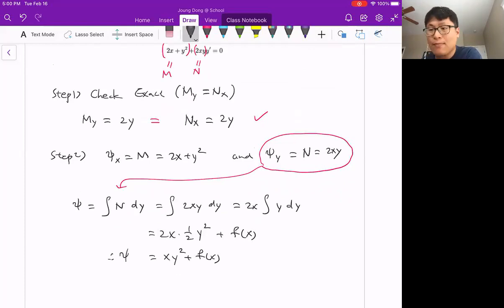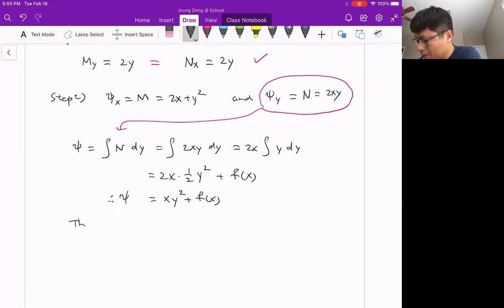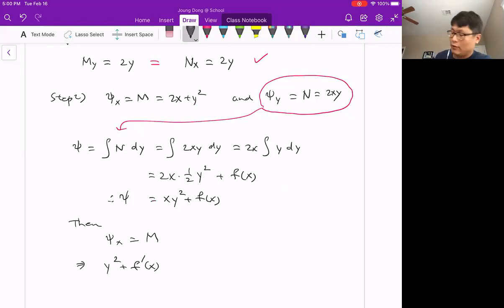Keep in mind, we didn't use M yet. What is M? It is the partial derivative with respect to x, just like psi_y, psi_x. Then we know psi_x must be equal to M. Psi_x is what? Take the derivative with respect to x: in xy squared, y squared is the coefficient and the derivative of x is 1. It is y squared plus f prime of x. That is definitely the derivative with respect to x, and it is equal to M, which is 2x plus y squared.